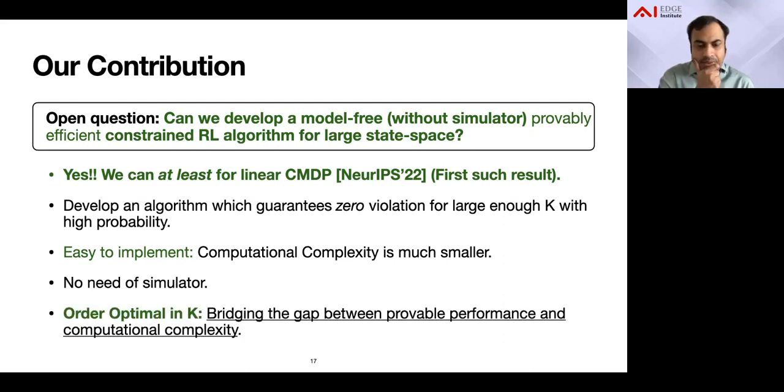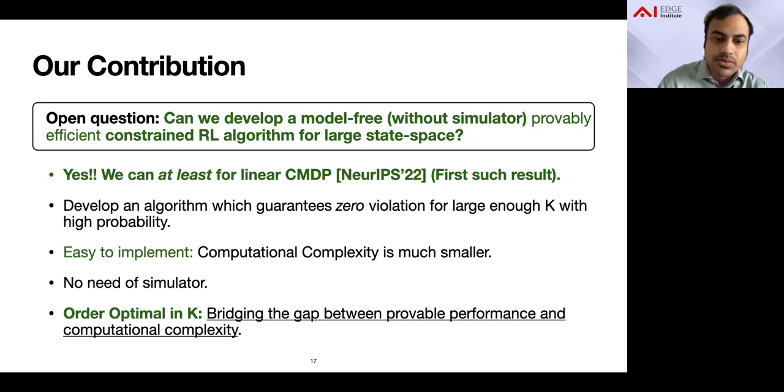This is model free, so the computational complexity is much smaller. And it is order optimal in K, right? So that is why we bridge the gap between the provable performance guarantee and the computational complexity. We obtain the order optimal K result even using the model free approach for the large state space. Okay, so this is our contribution.